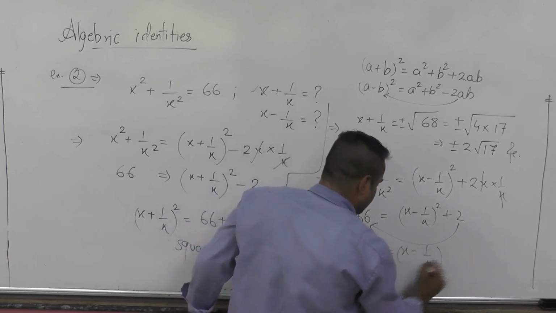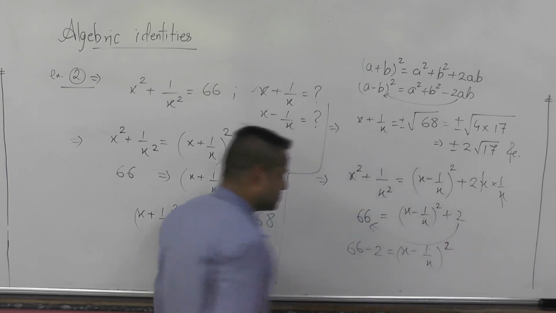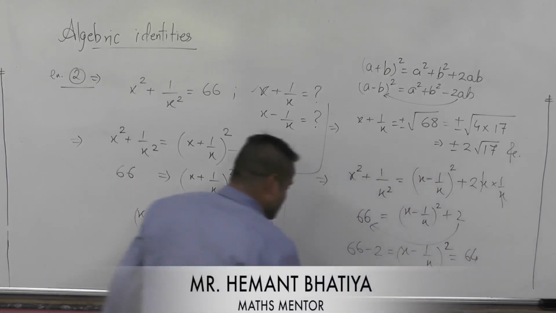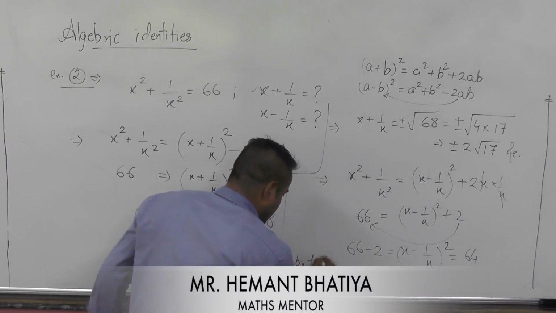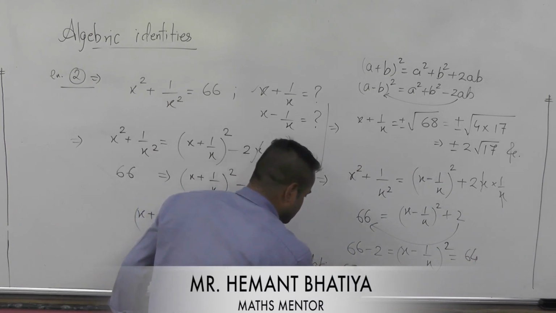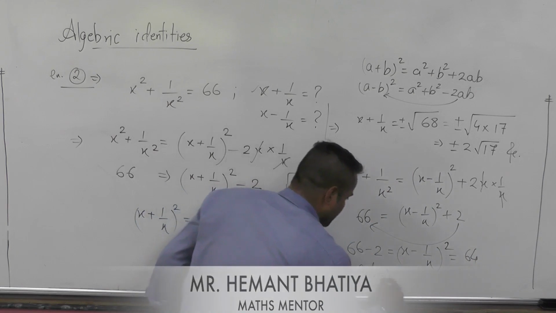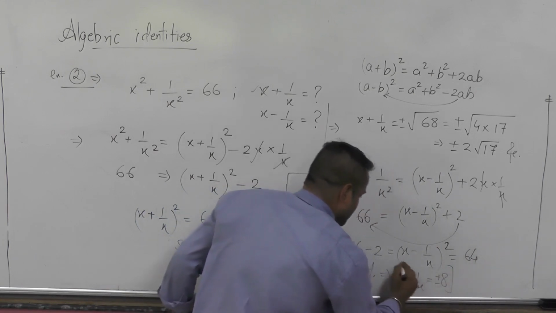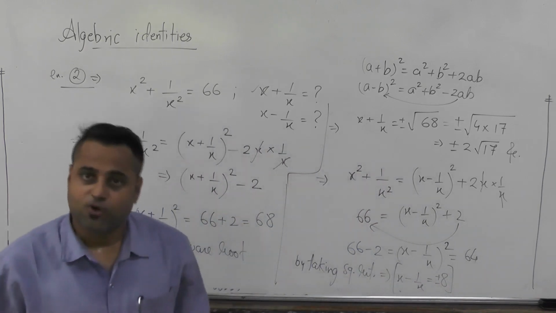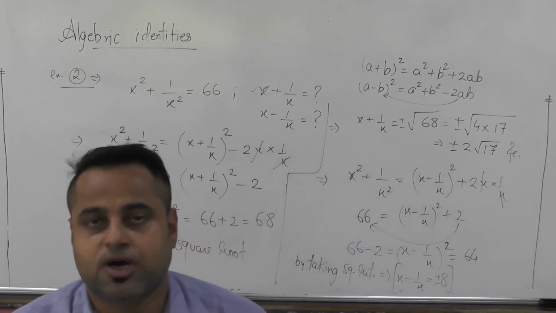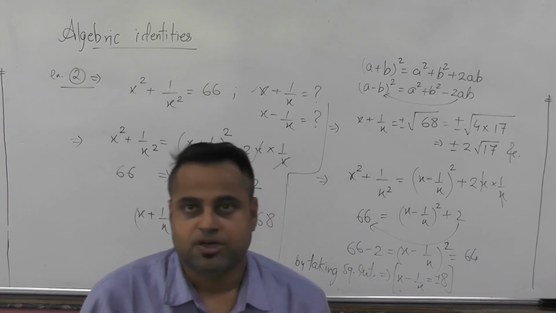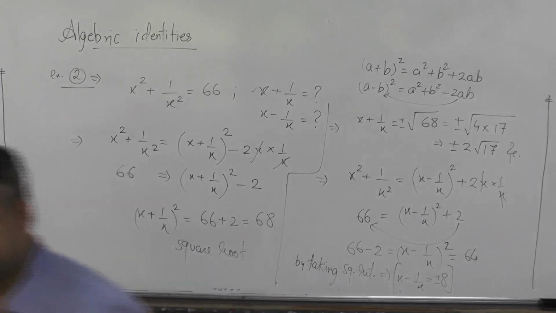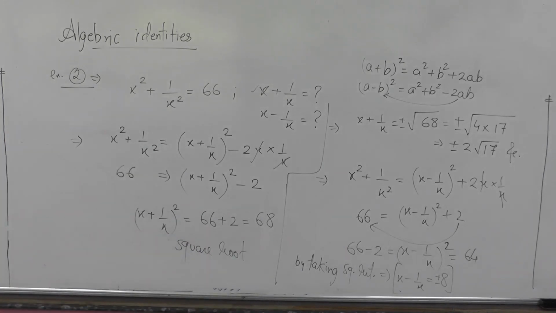This will become x minus 1 by x whole square is equal to 64. And by taking the square root, this value x minus 1 by x becomes plus minus 8, because 8 square is 64, whether 8 is positive or 8 is negative. In both cases, the answer is 64. Okay, so that's how you can get the answer.